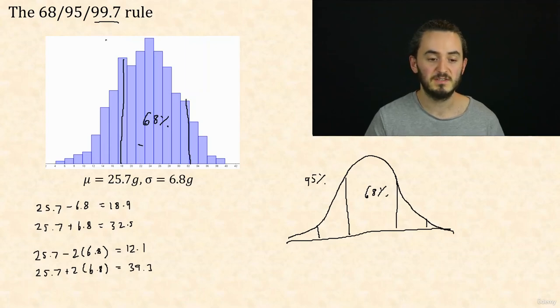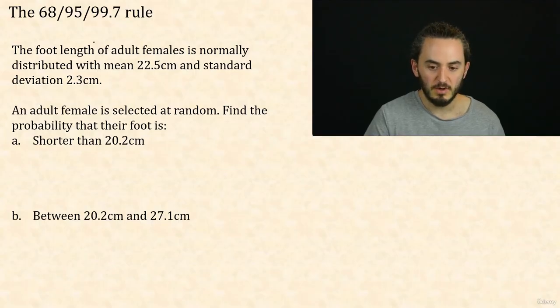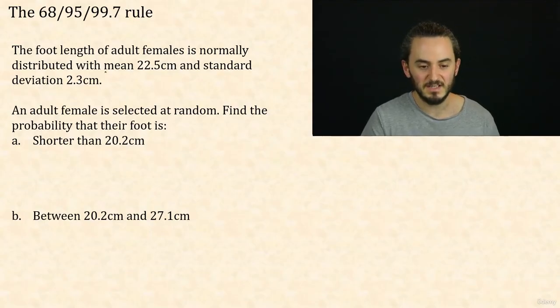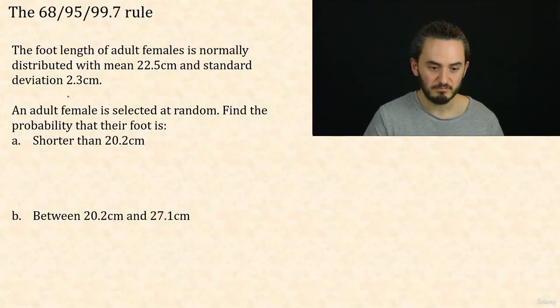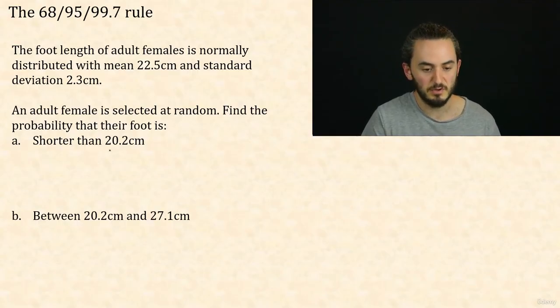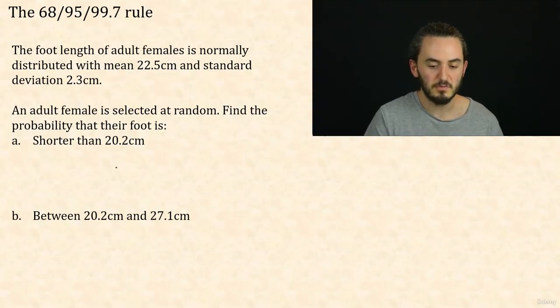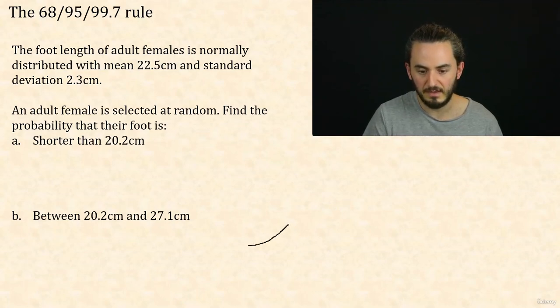Okay, let's see how we can put this 68, 95, 99.7 rule into practice. The foot length of adult females is normally distributed with mean 22.5 and standard deviation 2.3. An adult female is selected at random. Find the probability their foot is shorter than 20.2. Sketches are going to be massively useful here. So could we sketch out the data for our adult females and their feet?